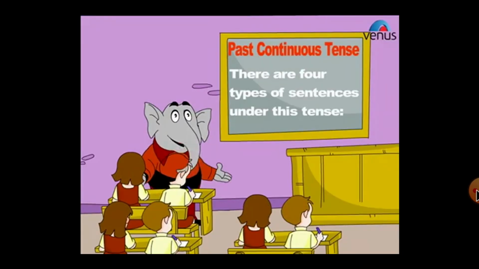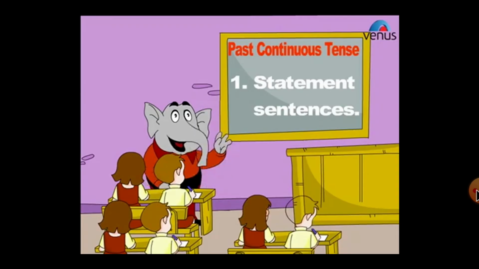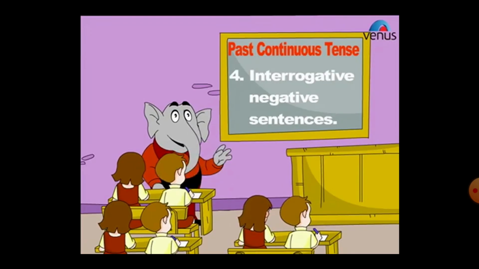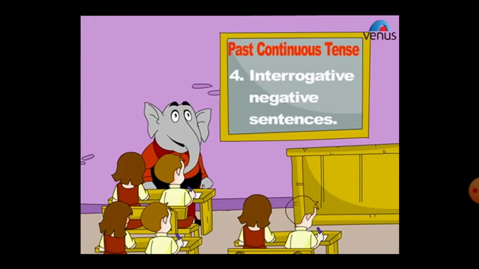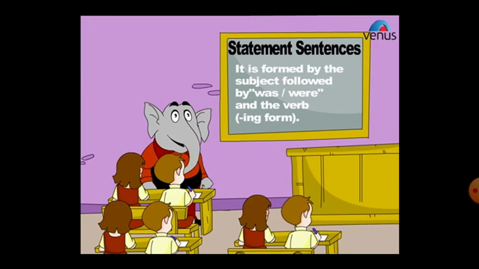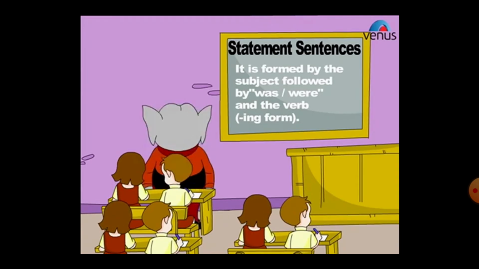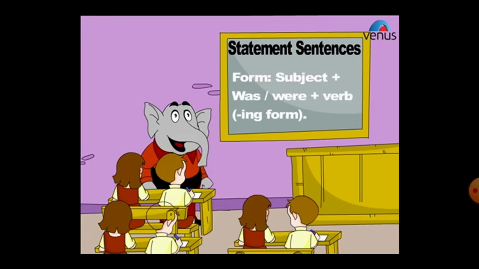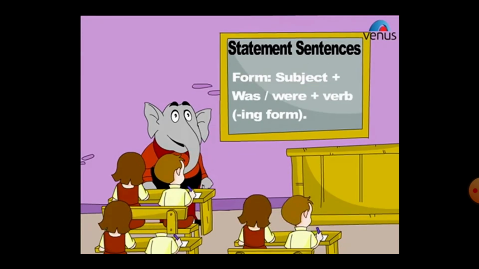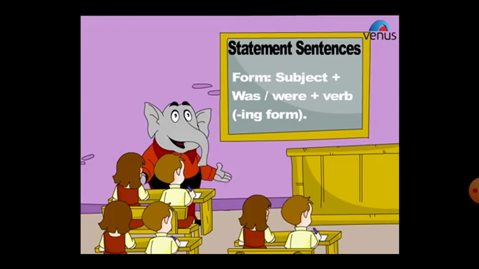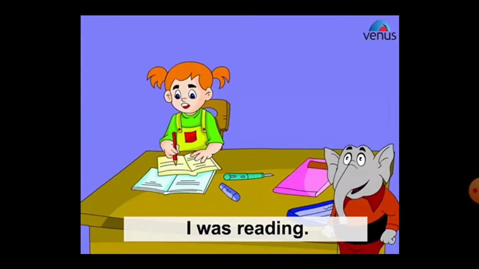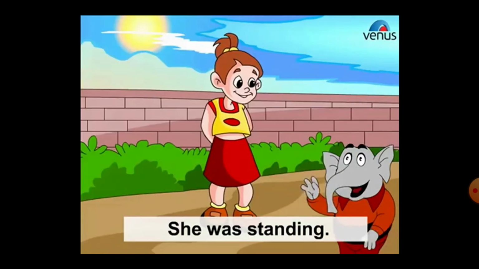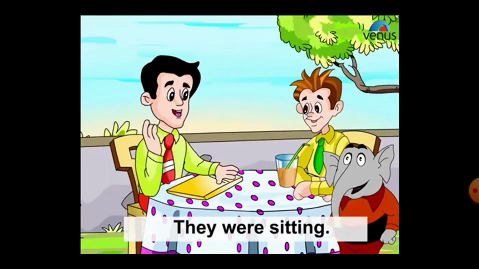There are four types of sentences under this tense: statement sentences, interrogative sentences, negative sentences, interrogative negative sentences. Statement sentence. It is formed by the subject followed by was, were, and the verb in ing form. Form: subject plus was, were, plus verb in the ing form. Examples: I was reading, we were singing, you were playing, she was standing, they were sitting.